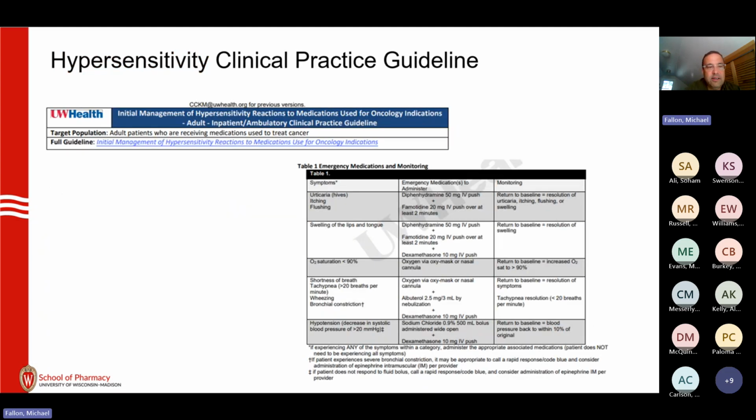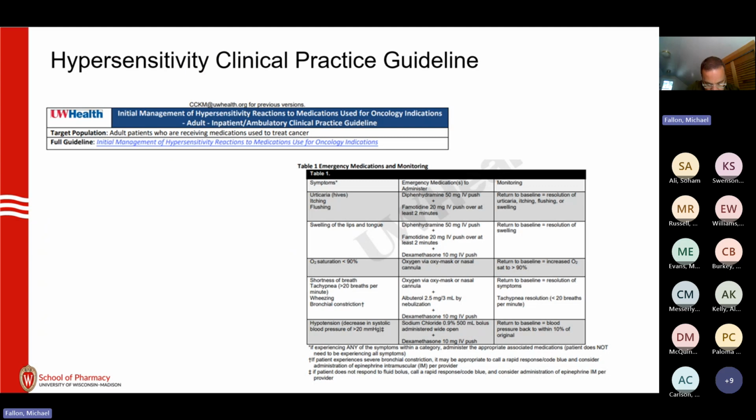And then here, this guideline I'd recommend having access to. It's very helpful. I still use it. I don't memorize this, but swelling of the lips and tongue, you treat slightly differently than shortness of breath. So, yeah, unfortunately the PDF is not great, but saving this or having access to at least this table one. Table one's the most useful part of the document. So I highly recommend it.